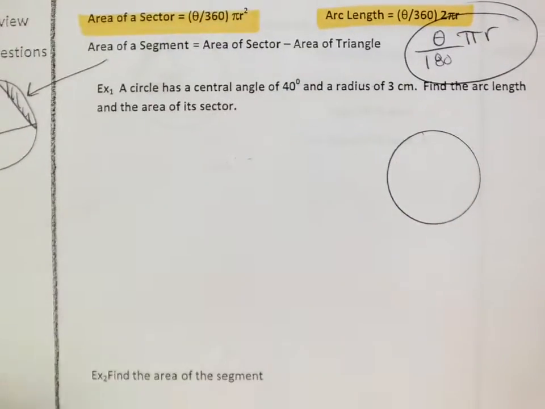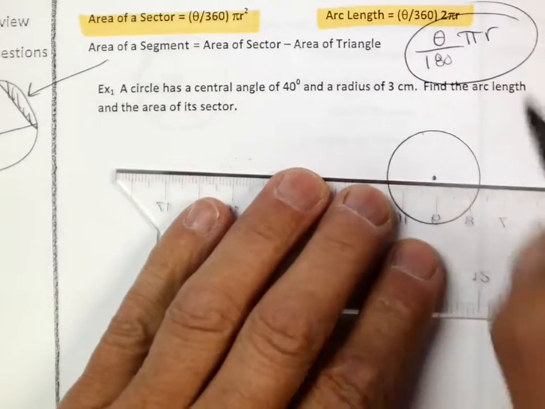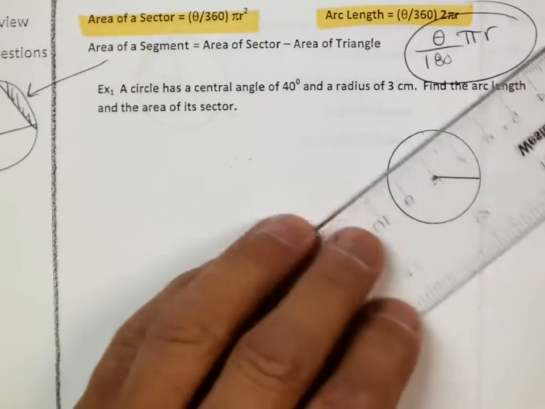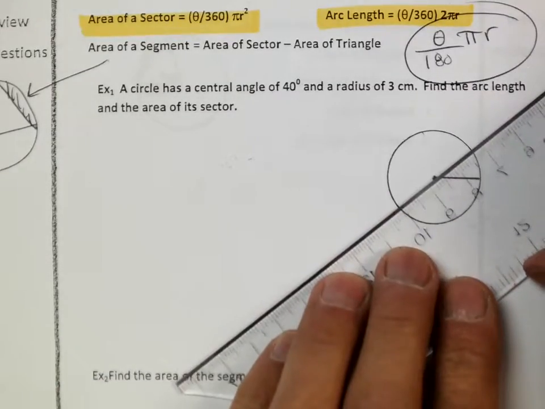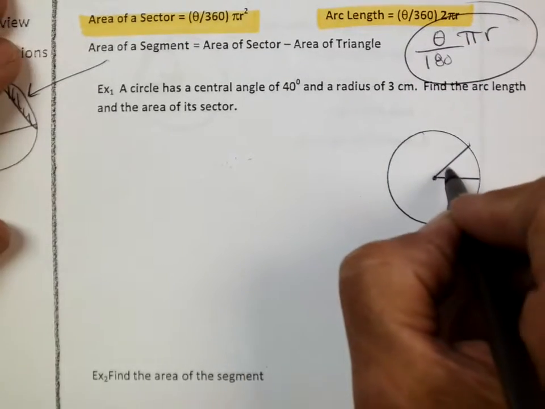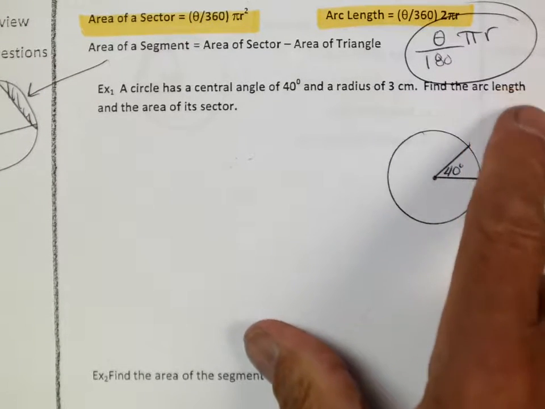So I'm just going to draw a picture. I'm going to estimate 40 degrees. I could use my protractor, I suppose, if I really want to get fancy, but I'm just going to guesstimate 40 degrees. It looks like it could be about there. So about 40 degrees. Okay, so first of all, let's talk about the arc length, okay?